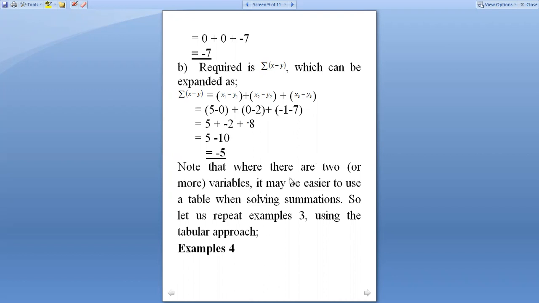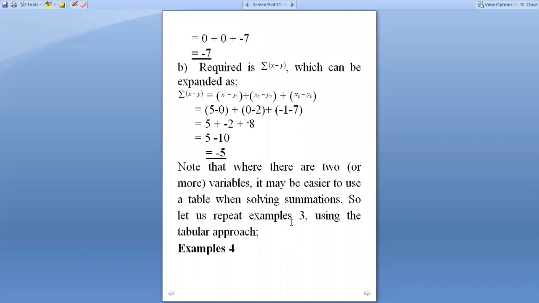Kindly keep yourself mute. So members, we have collected this, also collected from your material. Note that where there are 2 or more variables, it may be easier to use a table to solve summation notations.